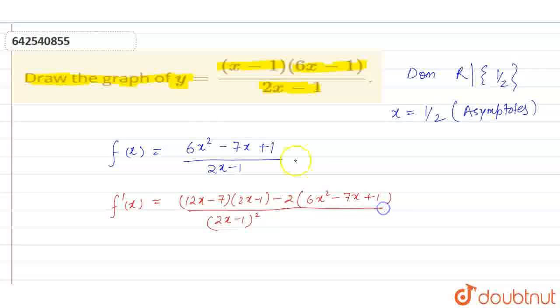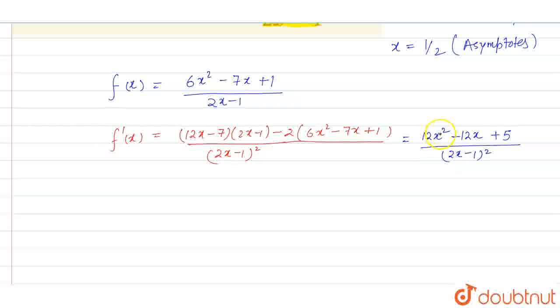Now, after calculation, what will we get? 24x square minus 12x square will give 12x square. Then the x terms give minus 14x minus 2x plus 14x, and the constant will be 7 minus 2, which is equal to 5, divided by (2x minus 1) whole square.